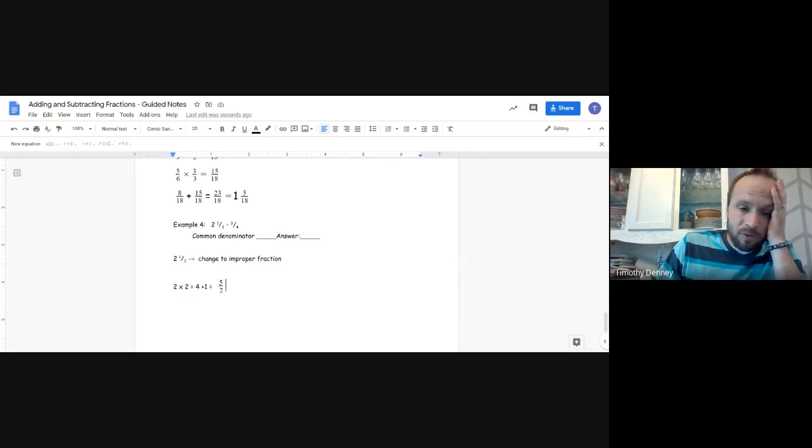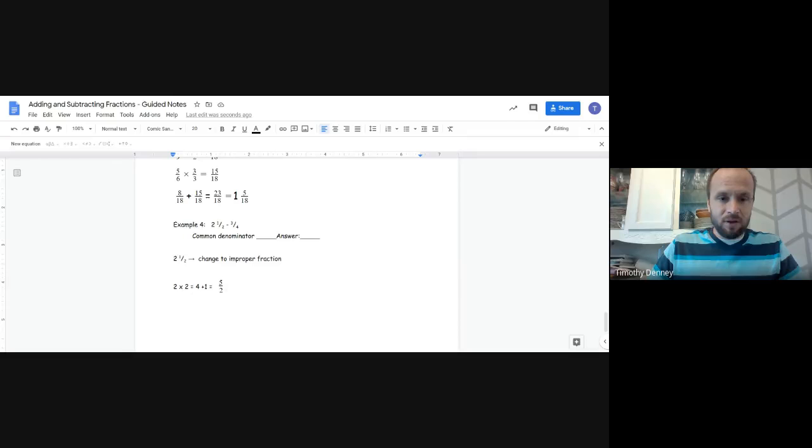So the shortcut way to think about this is you take the denominator, you multiply it by the whole number, and then you add the numerator to get how many parts total you have. So I change this mixed number into an improper fraction, and then I can do the normal process I talked about just a few minutes ago.